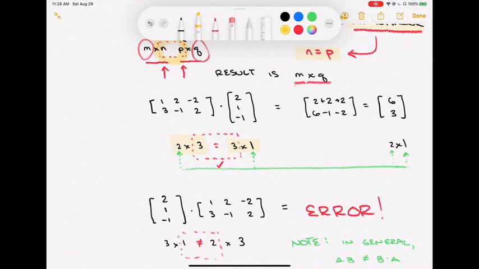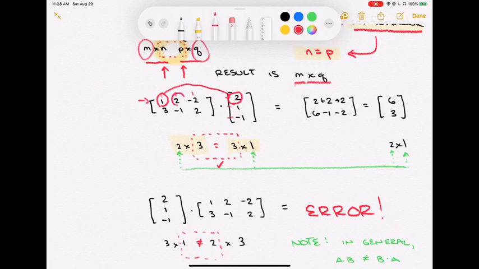How do I carry out this operation? If you remember back from linear algebra, I'm going to start out with my top row here, right? And I'm going to basically take all of the elements of that top row, and I'm going to multiply them element by element with each of the elements of that first column on the next, right? And add them all together. So I'm going to take this 1, multiply it by that 2.